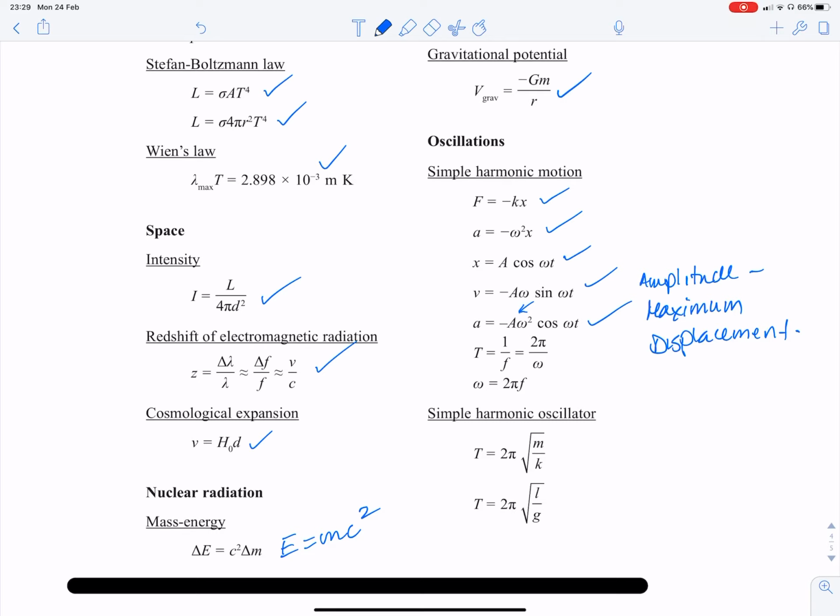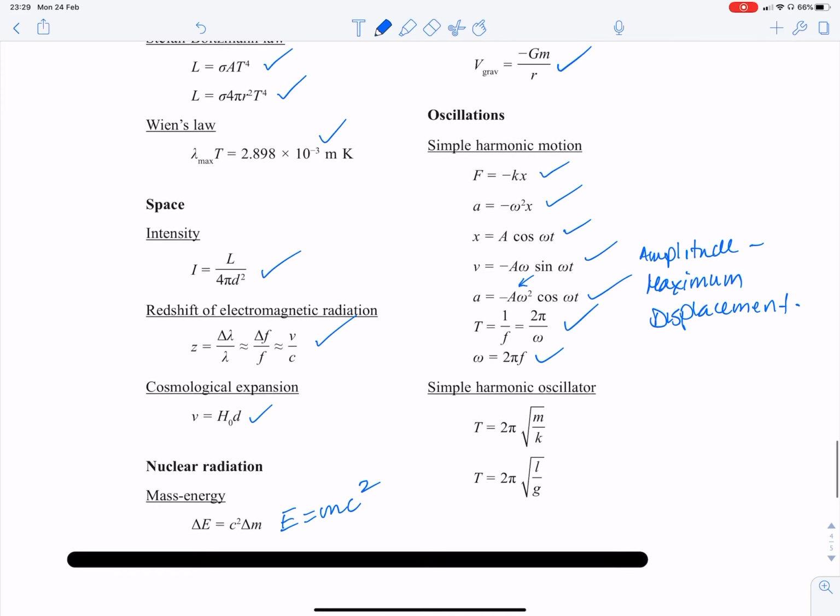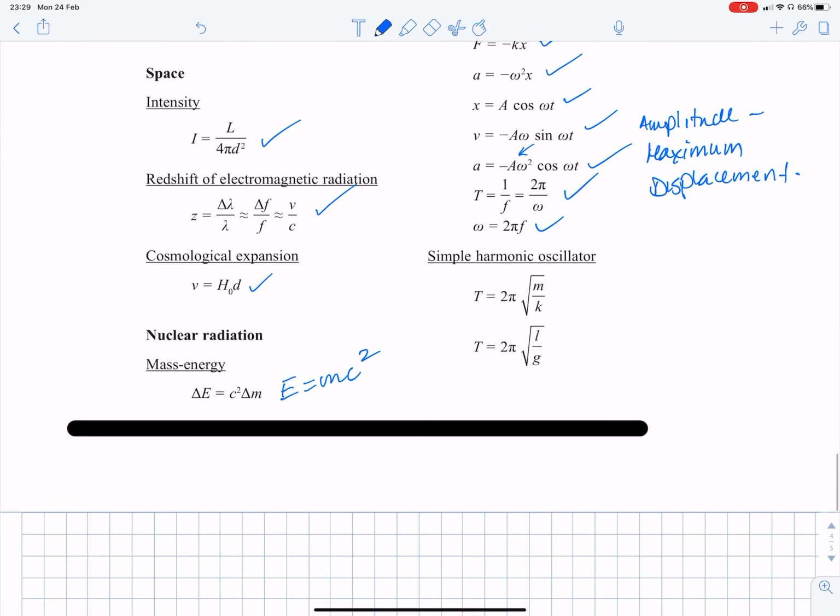T for the period is 1 over frequency, or 2 pi over omega, and omega is 2 pi f. Then simple harmonic oscillator, period is 2 pi square root of m over k, and period is 2 pi square root of L over g. So this one's for a spring, and this one is for a string.